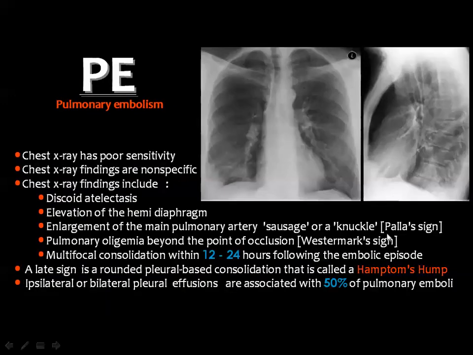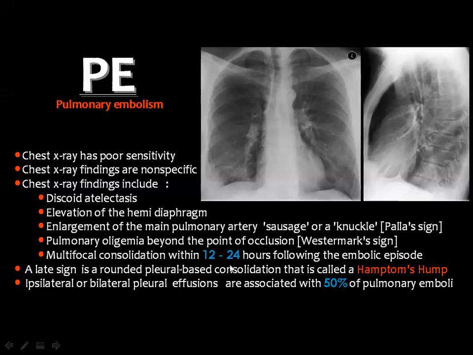Then the chest X-ray is of poor sensitivity, and the signs seen on a chest X-ray are not specific. They include the presence of some atelectasis, elevation of the diaphragm, and the enlargement of the main pulmonary artery. And sometimes you get peripheral oligemia beyond the point of occlusion.